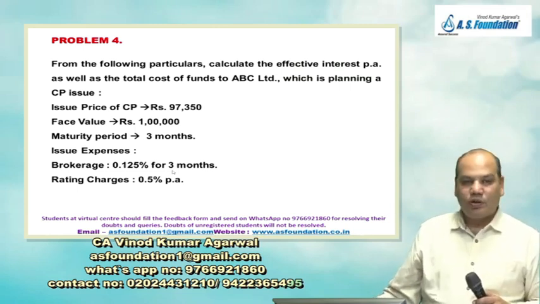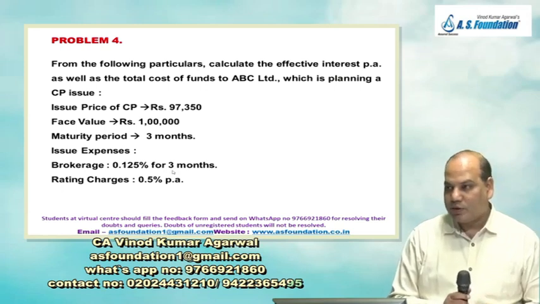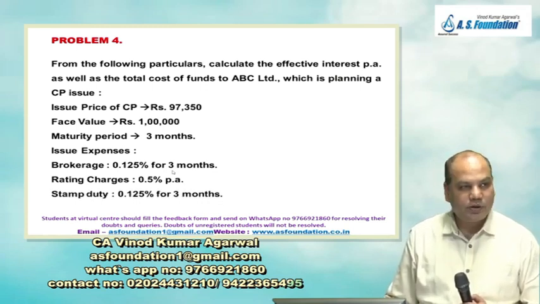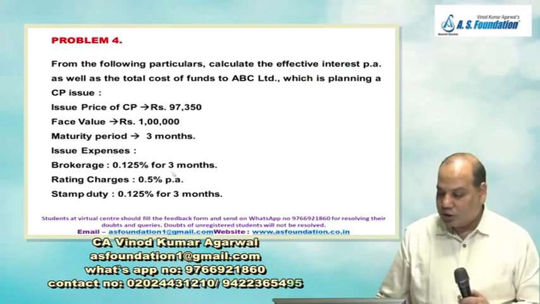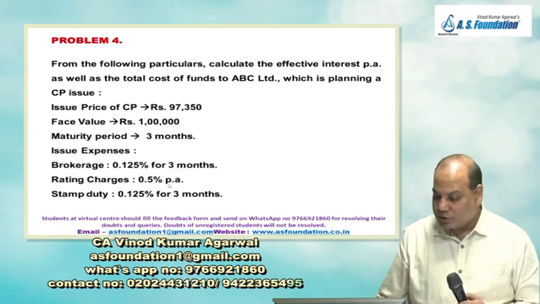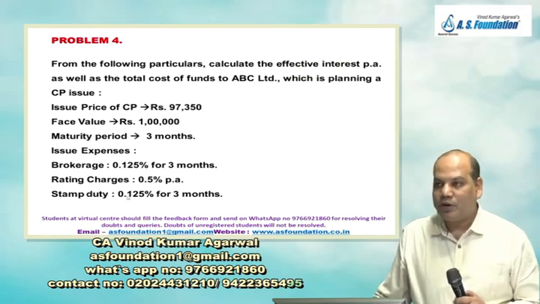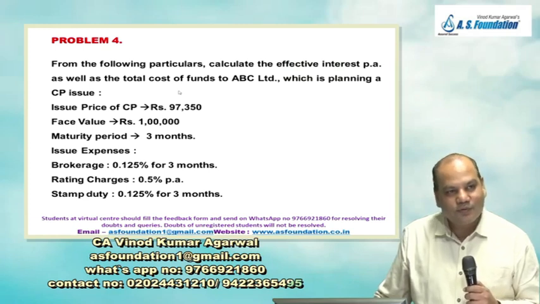For per annum calculation, you multiply it by 4. Rating charges is 0.5% per annum. And stamp duty is 0.125% for 3 months. Again, underline 3 months. So, student has to be very careful. This is 3 months, this is per annum, this is 3 months. All these you have to convert into per annum. Add it to the discount rate also here. That will give you the total cost of funds.